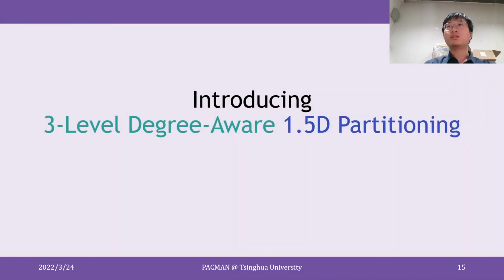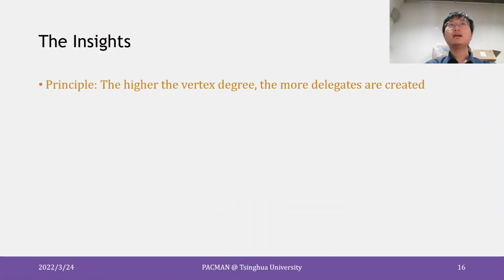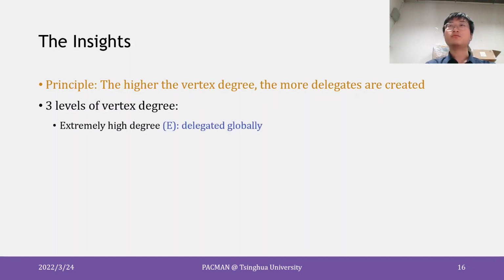Up to this point, we introduce our new partitioning method, called 3-level degree-aware 1.5D partitioning. The key principle is that the higher the vertex degree, the more delegates we create for them. We set 3 levels of vertex degree. The first one is E, which stands for extremely high degree. E vertices are delegated globally, similar to the hub vertices in degree-aware 1D partitioning.